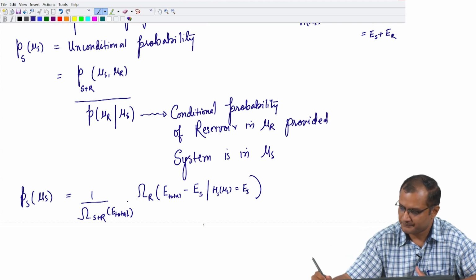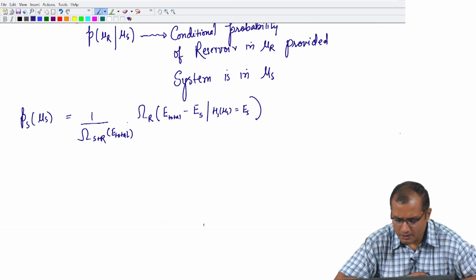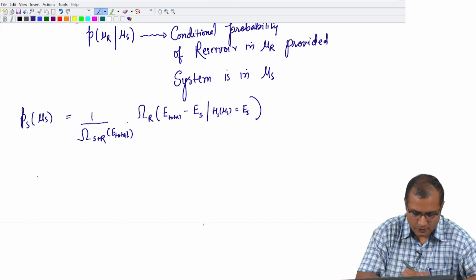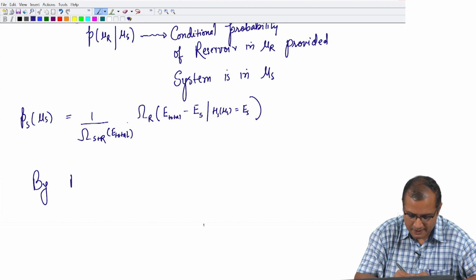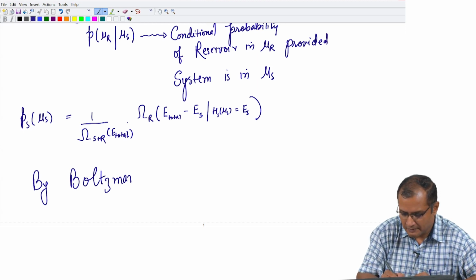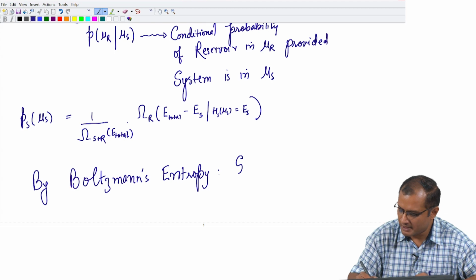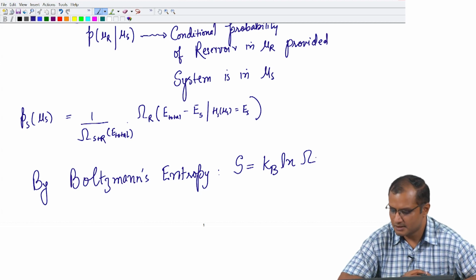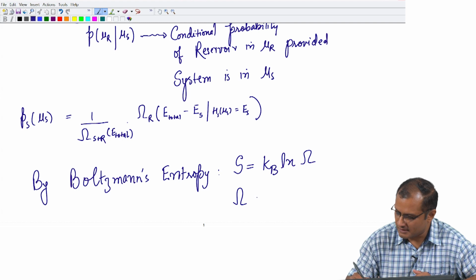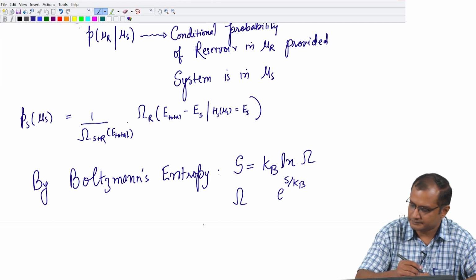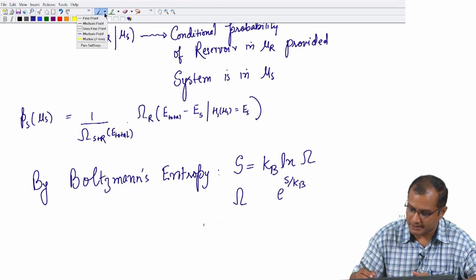the numerator. Okay. Now, you can think of it in the following way, by virtue of Boltzmann's entropy, I can always write down my S as kb ln omega, if omega is a number of states. This gives me omega as e to the power S over kb. In fact, in this case I can always write down the equality here.